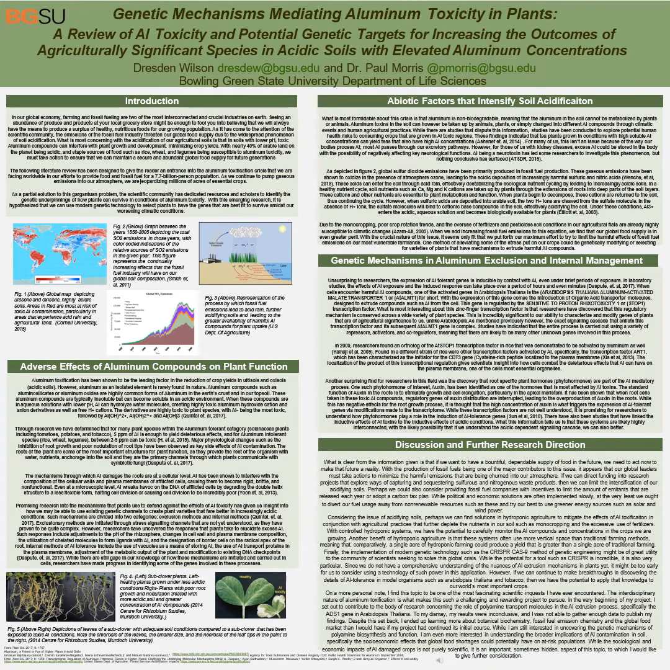The title of my project is The Genetic Mechanisms Mediating Aluminum Toxicity in Plants, a review of aluminum toxicity and potential genetic targets for increasing the outcomes of agriculturally significant species in acidic soils with elevated aluminum concentrations. Now, I admit that this is a mouthful of a title, but the thing about the issue of aluminum toxicity is that it's very multifaceted. There's a lot of different things to consider, and so having a title like this is really encompassing all that I want to talk about with this issue.